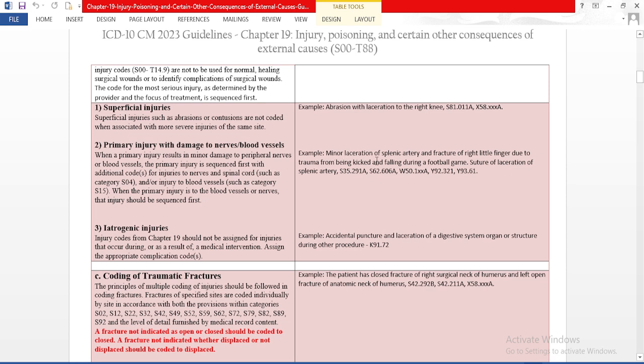In this example, the patient has laceration of splenic artery and fracture of right little finger. So here the focus of the treatment is suture of laceration of splenic artery. So here the primary code is splenic artery laceration. So here we have coded S35.291A for splenic artery laceration and X62 series for right finger fracture.